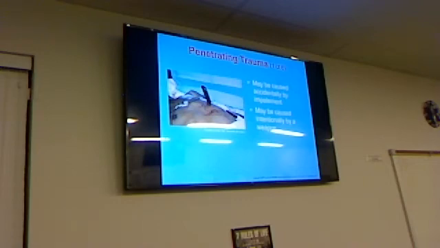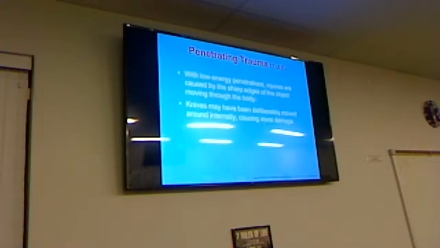Again, you have airway, breathing, circulation, identify life threats. Can that knife be secured in place, or is this patient now in cardiac arrest and I need to do chest compressions and it's going to have to be removed? So depending on the situation, do a good assessment. So with low energy penetrations, injuries are caused by the sharp edges of the object moving through the body. We call this cavitation. Just depends on what you're dealing with.